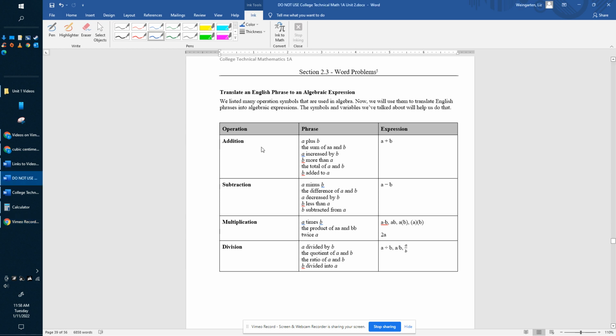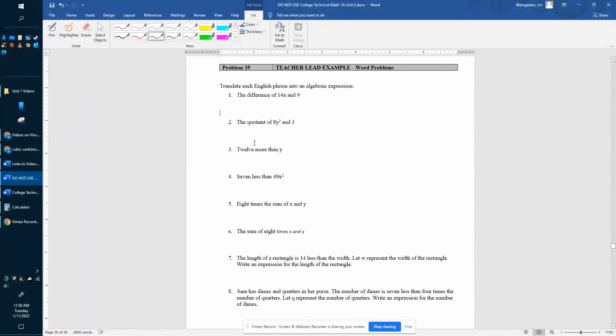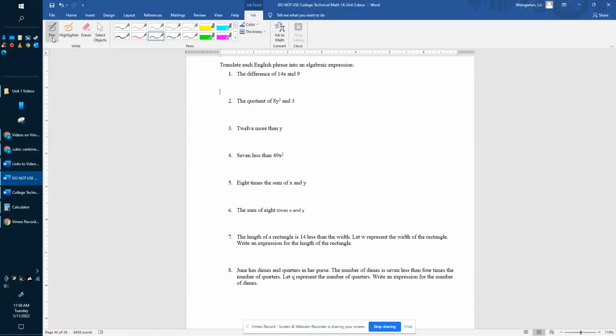All right, so let's take a look at number 1. So this is literally just taking words, making them into numbers and algebraic expressions. The difference of 14x and 9. Difference means subtracting. So the difference of 14x and 9 is 14x minus 9.